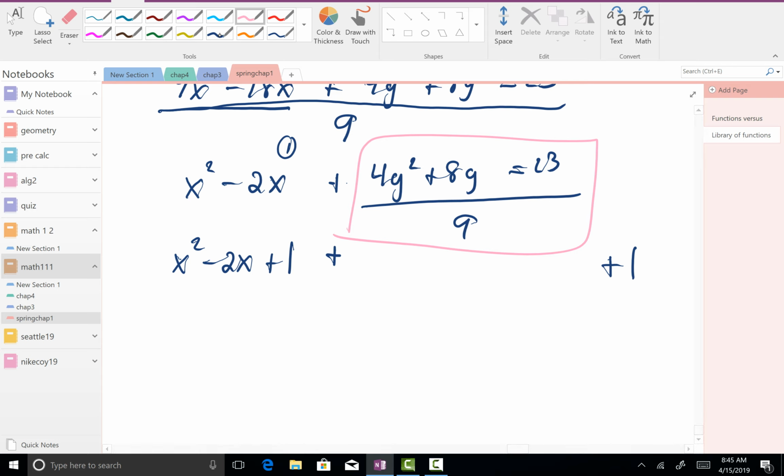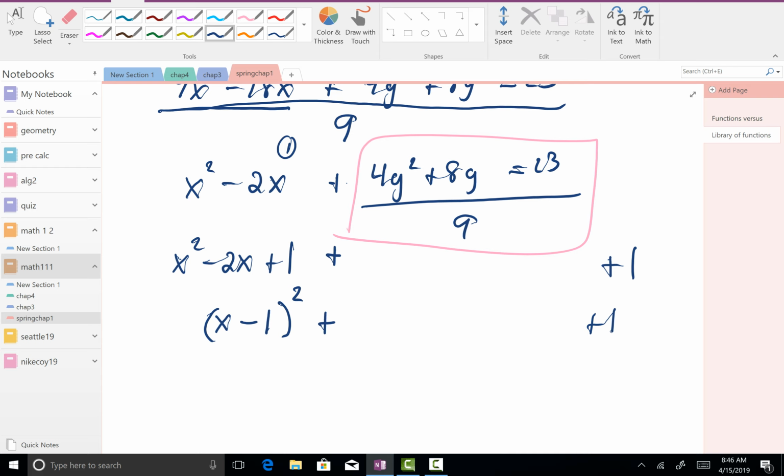Now, x squared minus 2x plus 1. Heck, we can write that as a quantity squared. What's that going to look like? X minus 1 squared. Very good. Plus, I got all of this stuff over here and a plus 1. All right. Now that's going to make it equal 1, eventually.